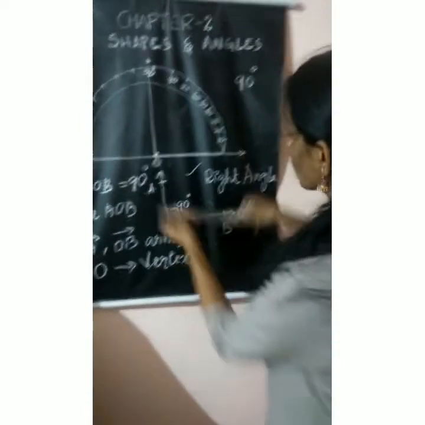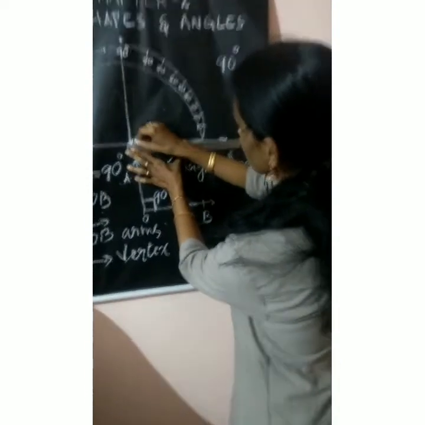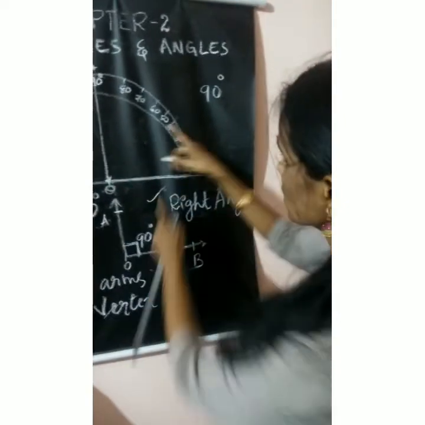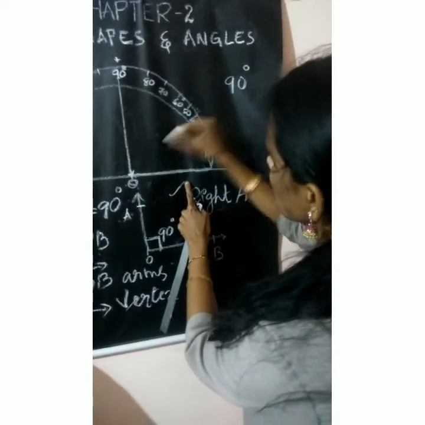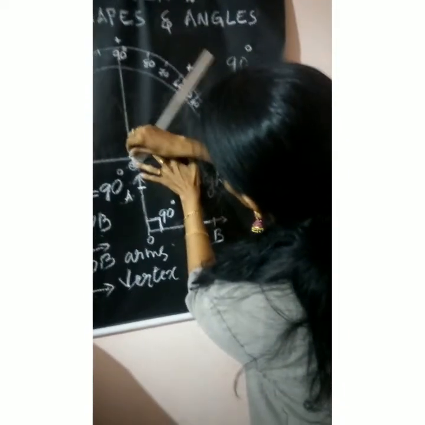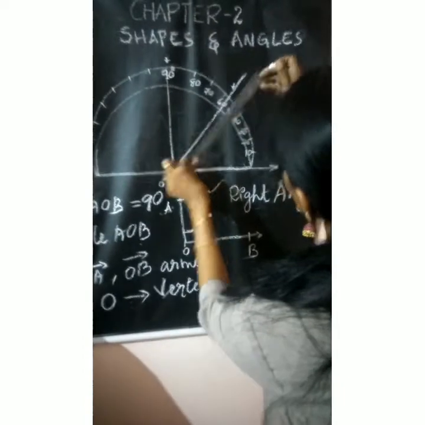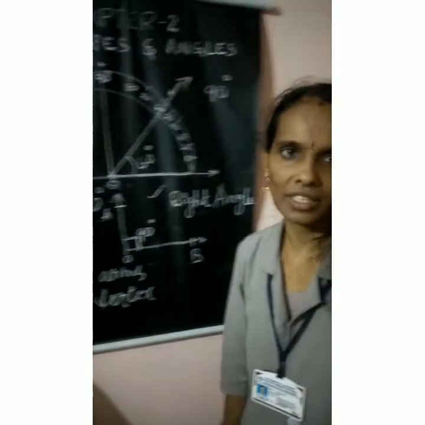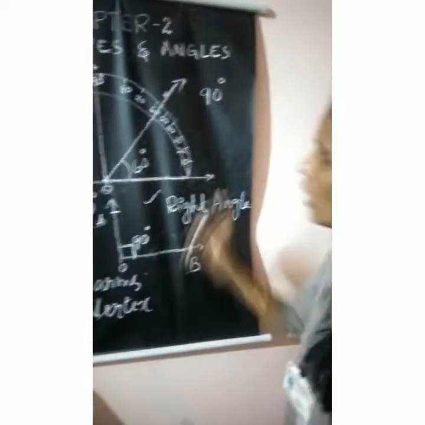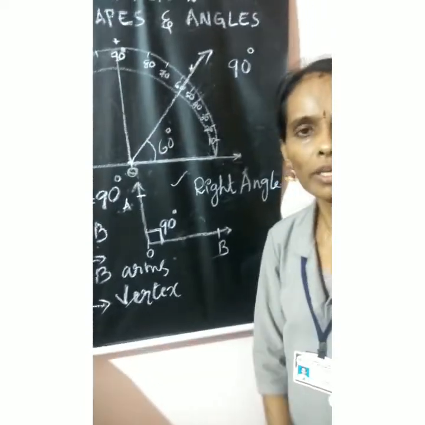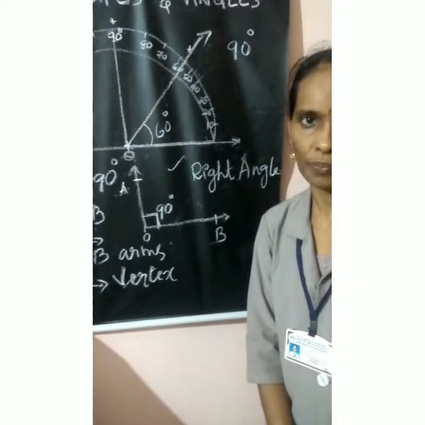As before, first we draw the ray, like this. Now suppose we are going to draw a 60 degree angle. Where is 60 coming? This is 60 degrees. At the 60 degree position we mark a dot and connect it. This is the 60 degree angle; the measurement of this angle is 60 degrees. Again we can name it BOC, or any name can be given by us.